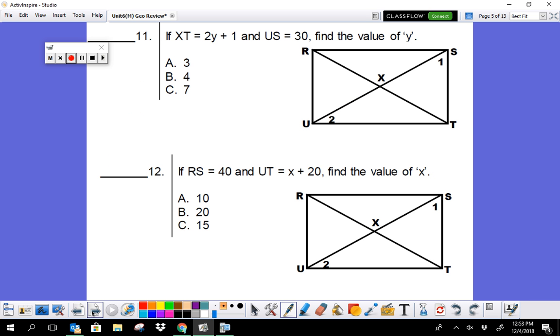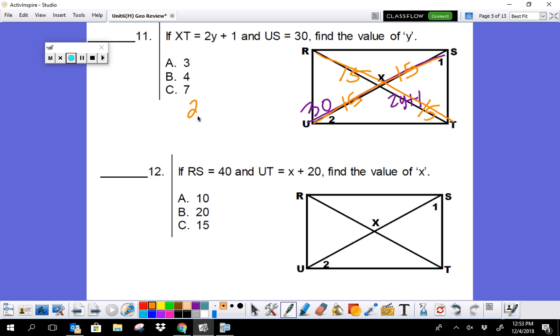Number 11, if XT equals 2y plus 1 and US, this long thing, is 30, find the value of y. So again, this is supposed to be a rectangle, and I don't think it says that. But in a rectangle, your diagonals are going to be congruent. And so what I know is that I could either say that this piece is 15 and this piece is 15, which means these also are 15. That's probably the easiest way to do this.